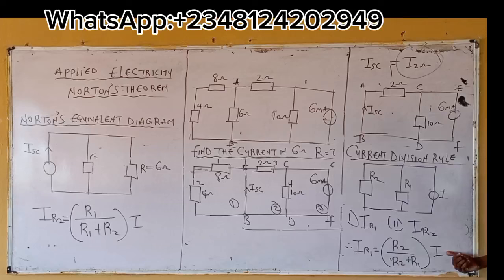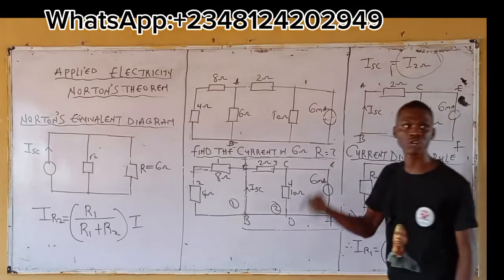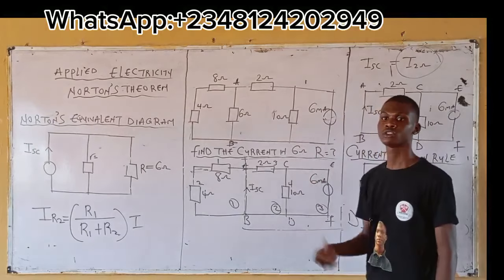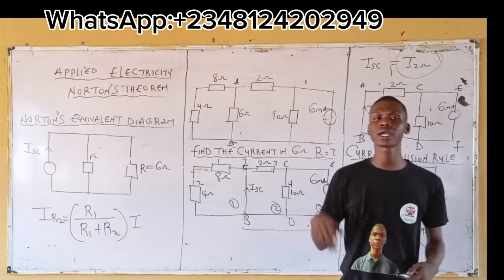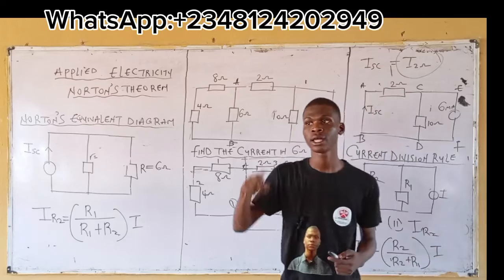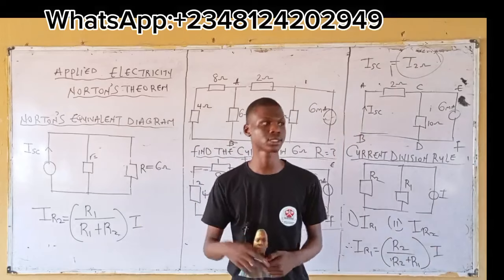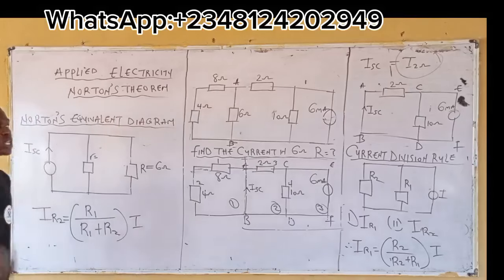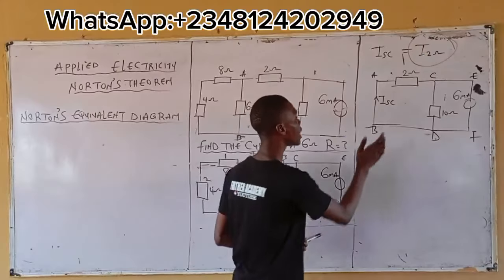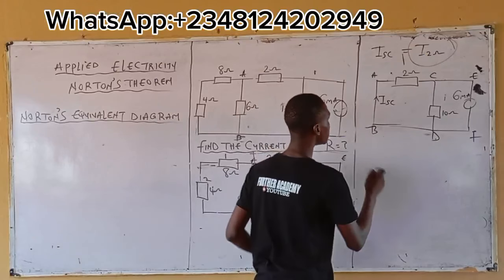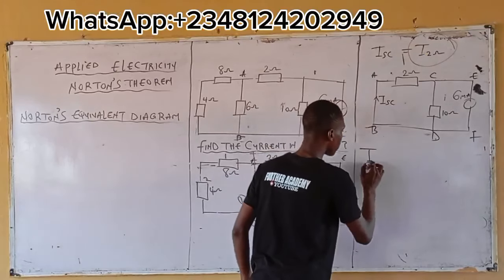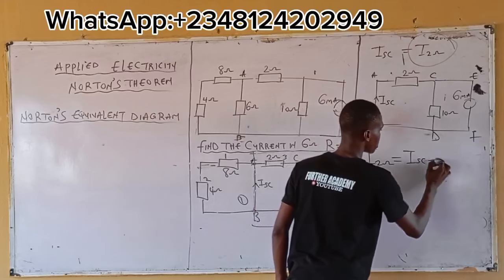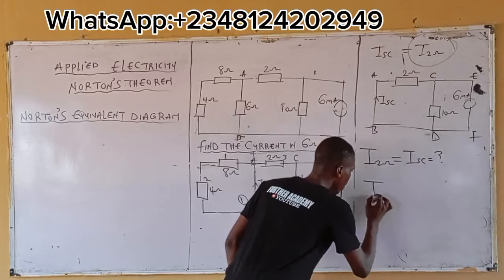Current divider rule. And the current divider rule says that the one you are not interested in, over the one you are not interested in plus the one you are interested in, times the current you have here. So that becomes 10 over 10 plus 2 multiplied by 6. That's 5 milliampere. Yes, that's the answer. Applying the current division rule, any value you get for I of the 2 ohm resistor is the same value for I short circuit. Now let's solve for I of 2 ohms.